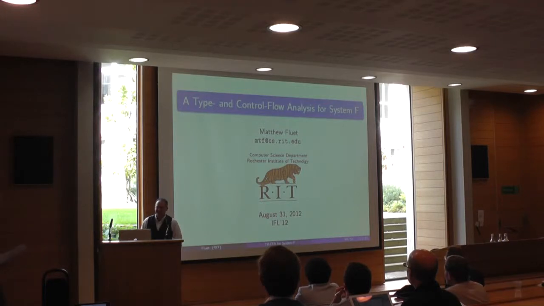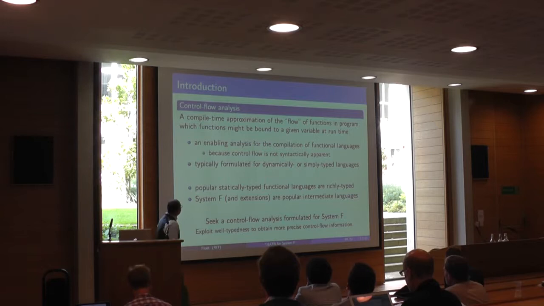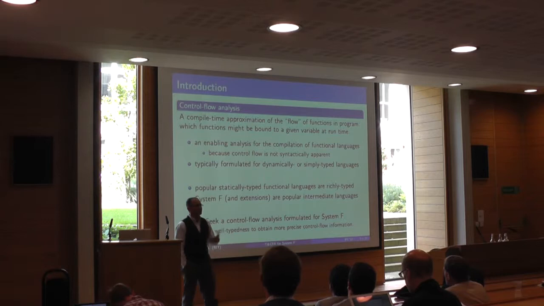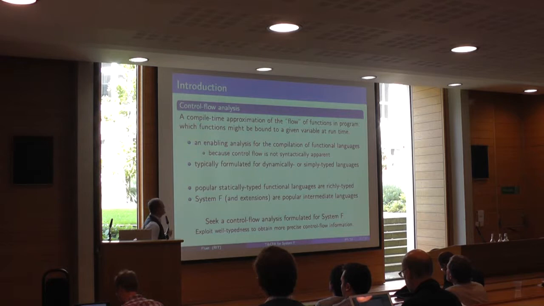So I'm going to tell you about control flow analysis. If you don't recall, control flow analysis is a compile time approximation of the flow of functions in a program. Jurgen just talked about the flow of security values. We're saying more generally the flow of functions. So we're interested in figuring out which functions might be bound to a given variable at runtime.